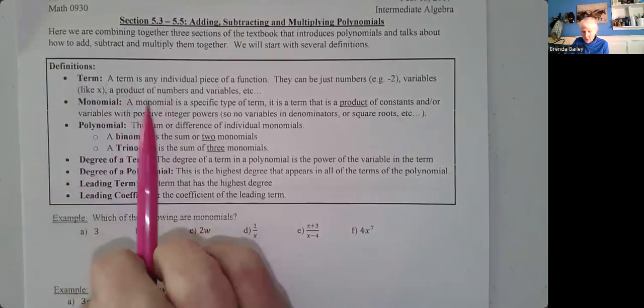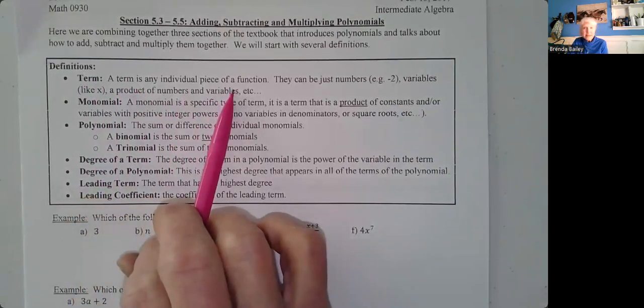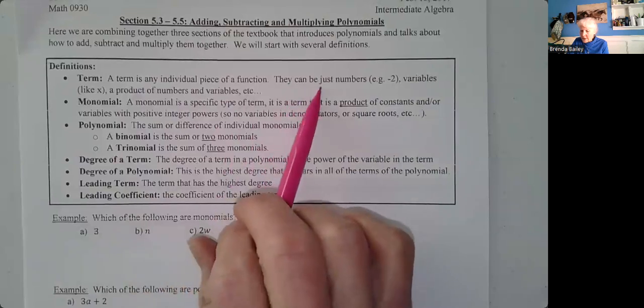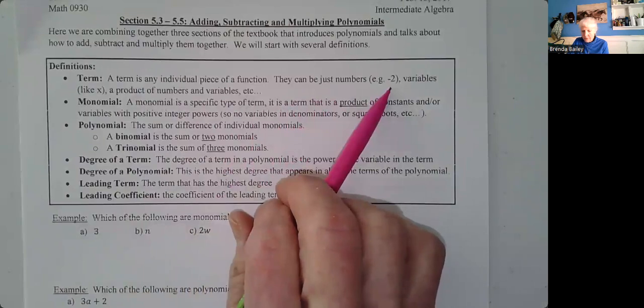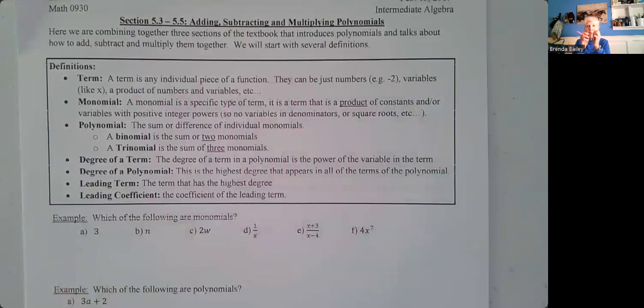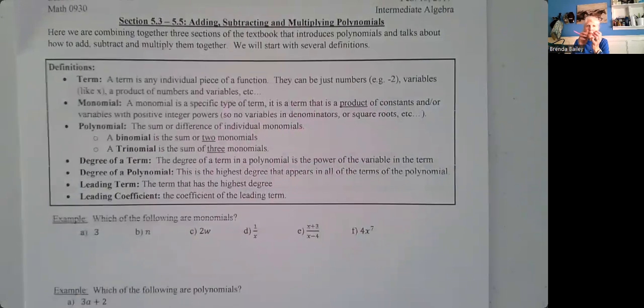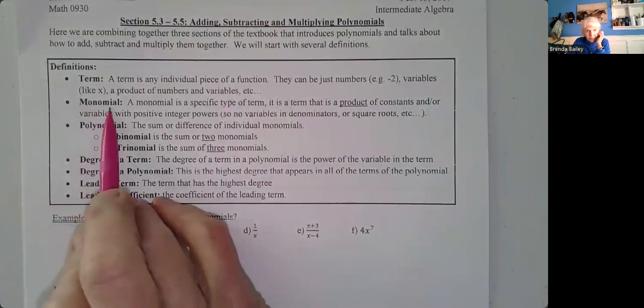We have definitions. We have a term. Now, a term is an individual piece of a function. That sounds confusing. They can be just numbers, like a -2, or variables like x, a product of numbers and variables. So a term is just a group. And when we start looking at examples, I think that'll make more sense. It's just a group, and it can be x, y, z's. It can have multiple variables. They're all multiplied together.